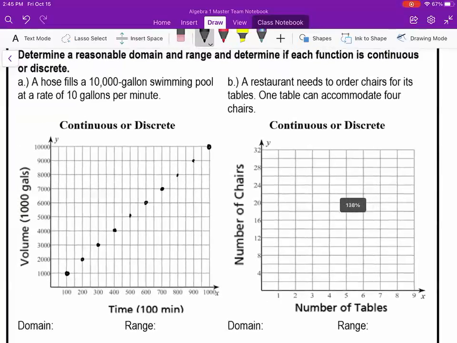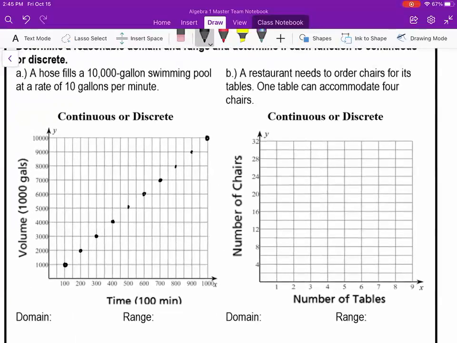So for letter B, we have a restaurant that needs 2 other chairs for its tables. One table can accommodate 4 chairs. So let's go ahead and fill this up. So if I have 1 table, I'm gonna have 4 chairs. If I have 2 tables, I'm gonna have to order 8, 3 tables, 12, 4 tables, 16, and I'm gonna go ahead and fill this up all the way. So 6 tables, 24, 7 tables, 28, and finally, if I have 8 tables, I'm gonna have to order 32 desks.